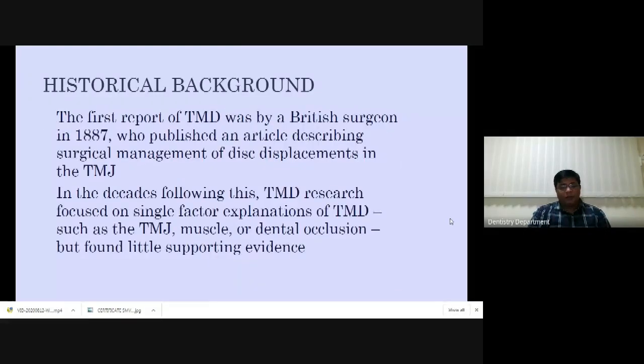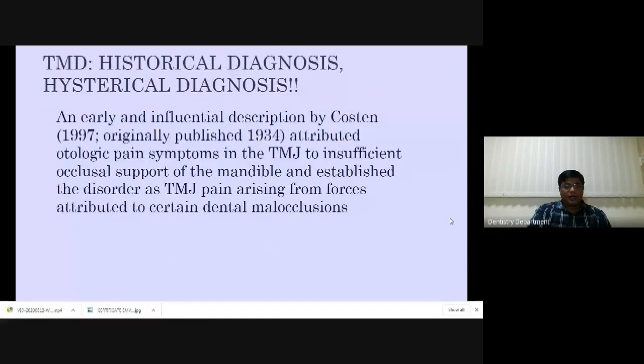The first report of TMD was by a British surgeon. You must be knowing his name, Costen, who in 1887 published an article on surgical management of TMD. In the decades following this, TMD research focused on single factor explanations of TMD, that is TMJ, muscle or dental occlusion. But they found very little supporting evidence because there were not many research tools in those days.